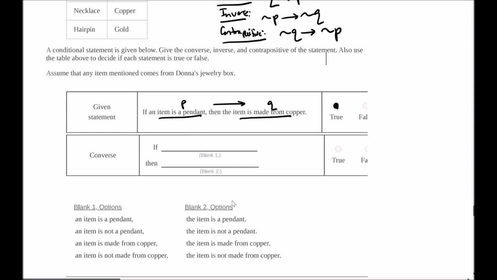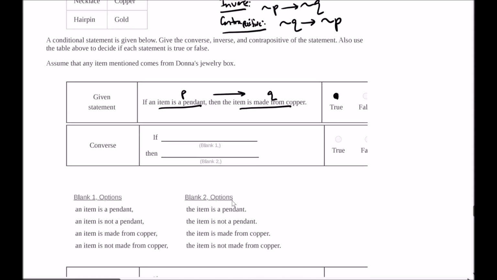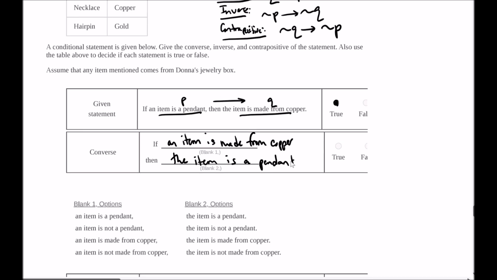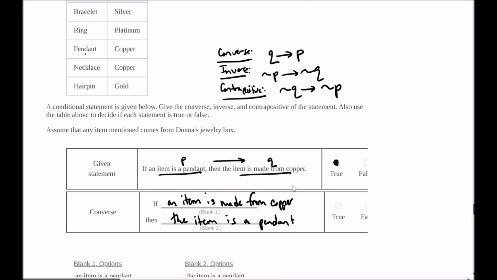So if an item is made from copper, if I switch that, Q is going to go first. Then the item is a pendant. That's what it looks like when you switch them, and we want to see if that's true or false. So if an item is made from copper, then it's a pendant.